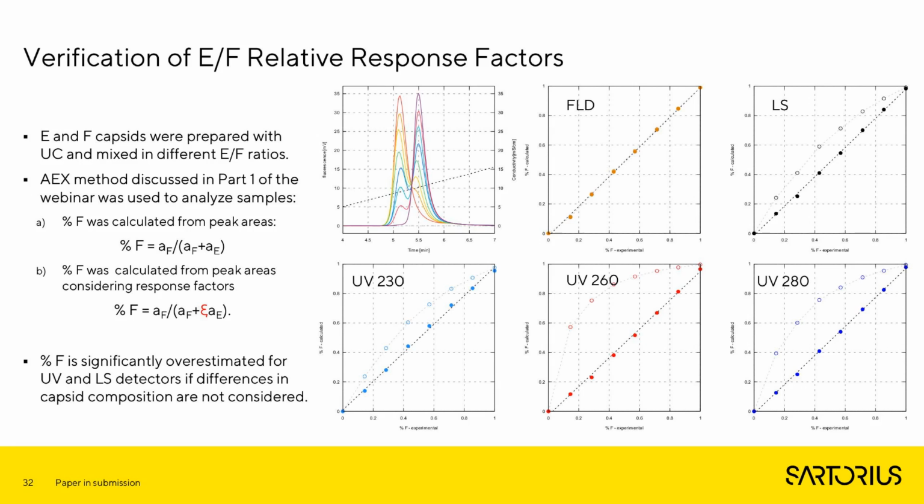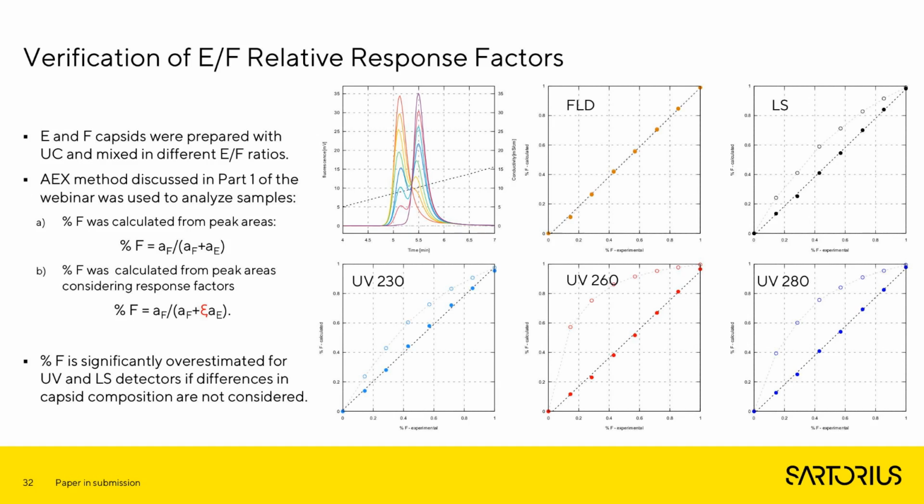So how to prove that this assumption is correct? We did the final experiment. We purified empties and fulls with ultracentrifugation because it gives really superior separation between the capsids. And after this, we prepared a series of mixtures of empty and full capsids with various empty to full ratios. And we analyzed these mixtures with the chromatography method that Andrea discussed above.